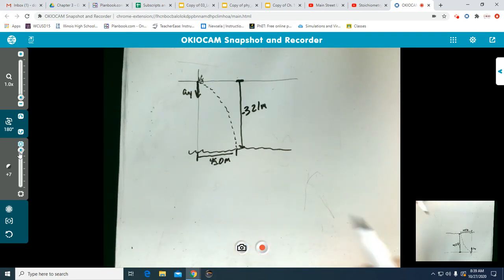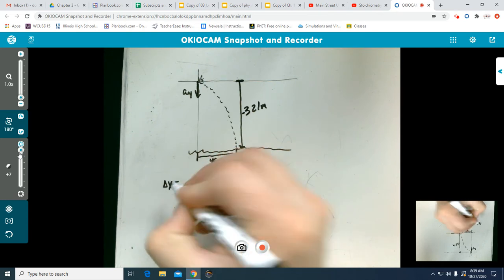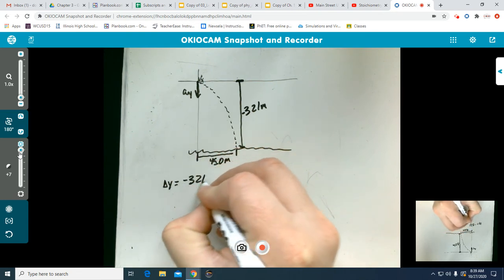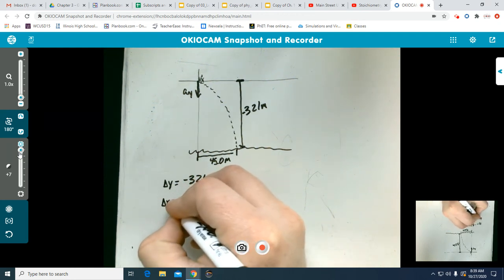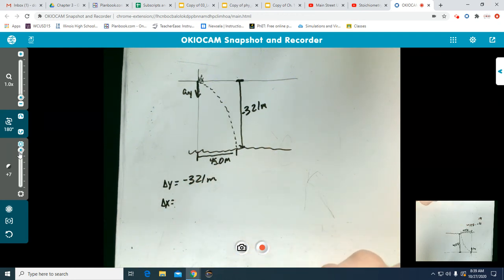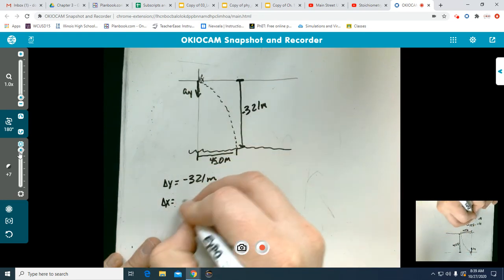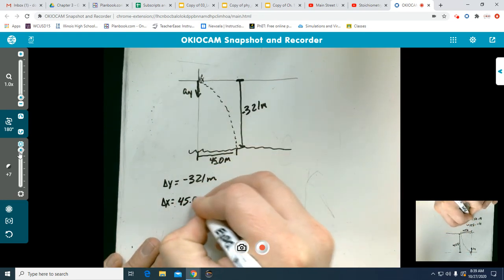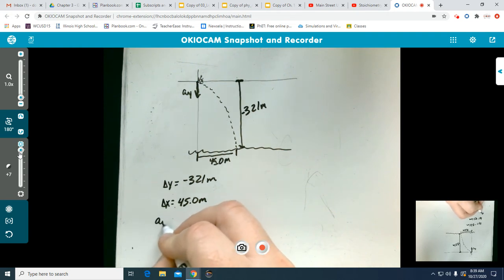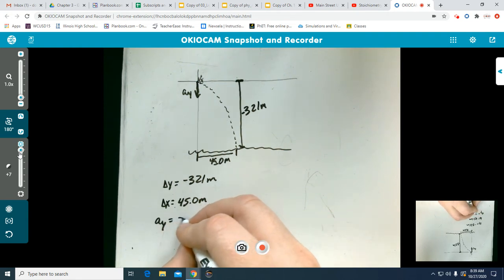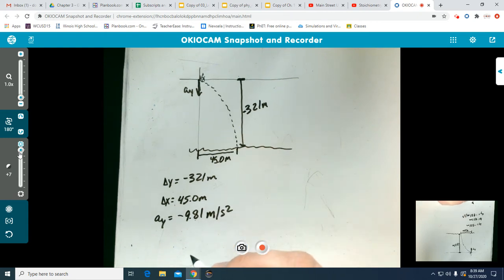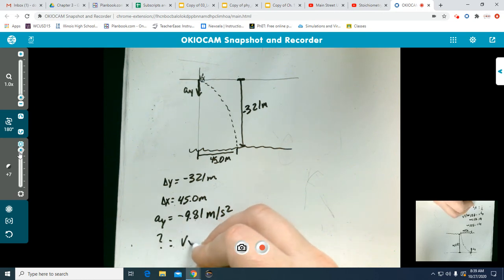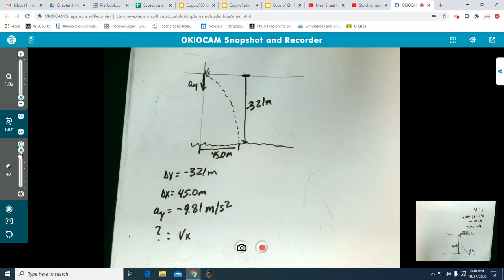Now let's listen to what we know. We know that the overall vertical distance was negative 321 meters. We know that the horizontal displacement from where the rock was kicked to where it landed was 45.0 meters. We already know what the vertical acceleration is, negative 9.81 meters per second squared. What we don't know is the speed at which the rock was kicked.